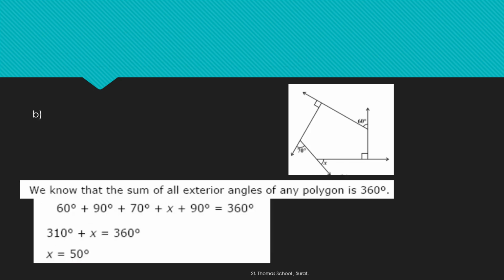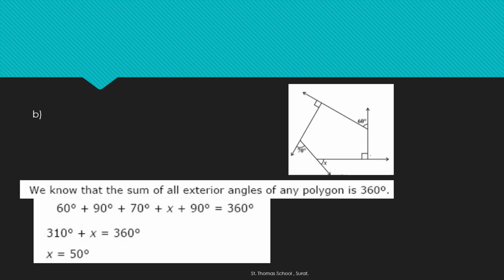Question number B. Again, we have to find the value of x. So here 60 is given and this symbol is 90. Again 70, x, and the interior angle is 90. So what is the exterior angle? That is again 90 degrees because they are a linear pair. Clear?